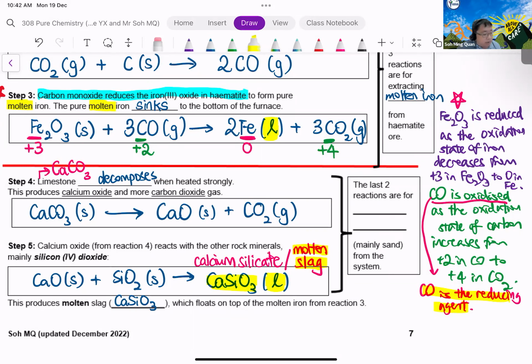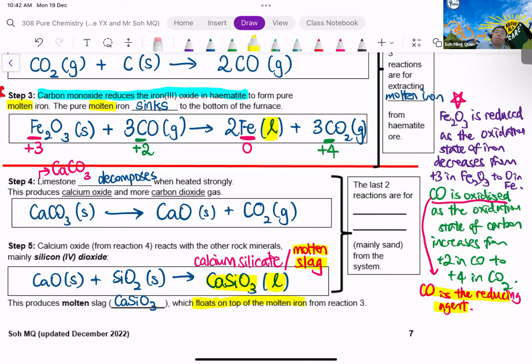Now, calcium silicate floats on top of the molten iron. Because it floats on top, it doesn't mix. That means you have removed it from the molten iron. It's like oil floats on water, so the oil and water don't mix. Similarly here, the slag, the calcium silicate, floats on top of the molten iron, so they don't mix.